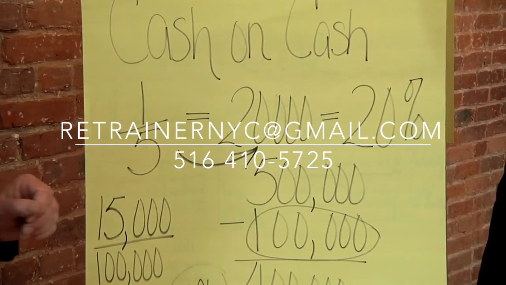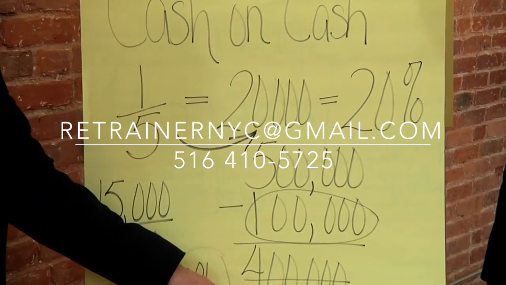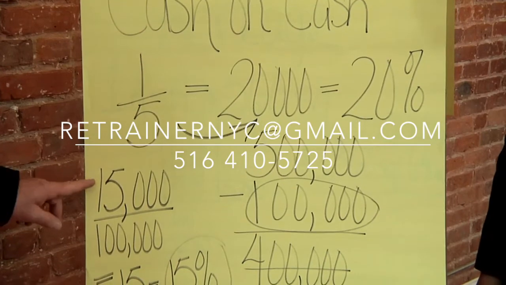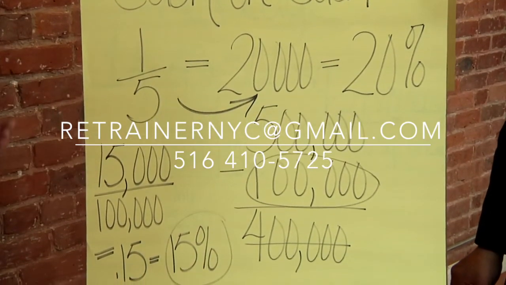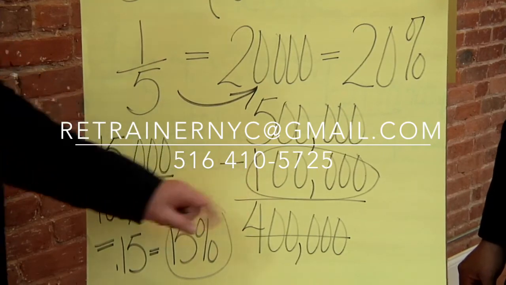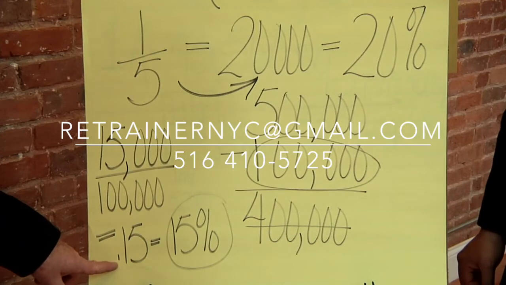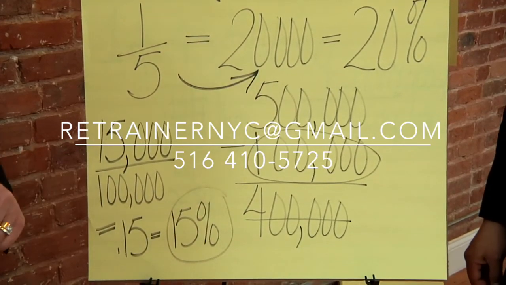Another example would be I buy a building for $500,000, I put down $100,000, I finance $400,000, and the building generates $15,000 a year. What's my cash-on-cash return? Of these 3 numbers, the only one I care about is this. That becomes my denominator. My numerator is how much I make per year, equals 0.15, equals 15%.